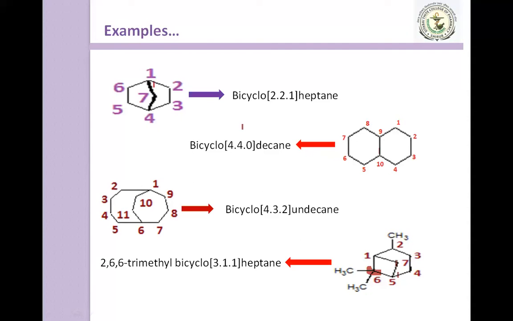In short, x, y, z we write in brackets. So x means how many carbons? 1, 2, 3. y means how many carbons? Only 1. And z means only 1 carbon. So the name, with the substituents, is 2, 6, 6 trimethyl bicyclo 3.1.1 heptane.